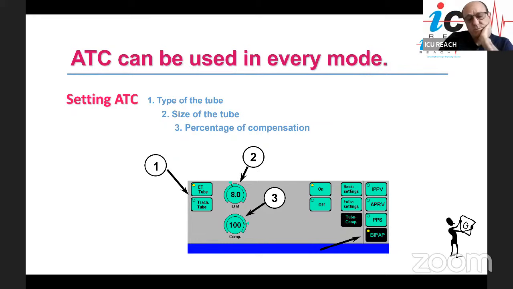And in the specific weaning protocol for patients on adaptive support ventilation, the recommendation by the protocol is to set it at 50% compensation. I really don't understand exactly why it should be set at 50% and not 80% or higher. But I just wanted to mention that some protocols may suggest a lower percentage. And then you need to turn it on. You switch it on and it is activated.